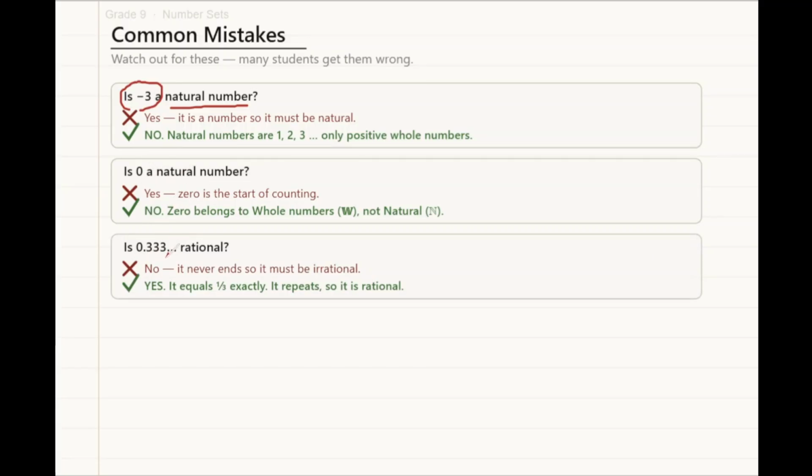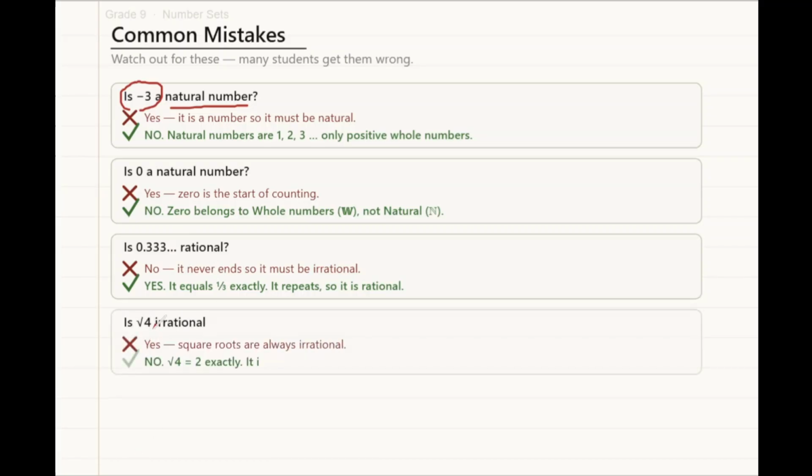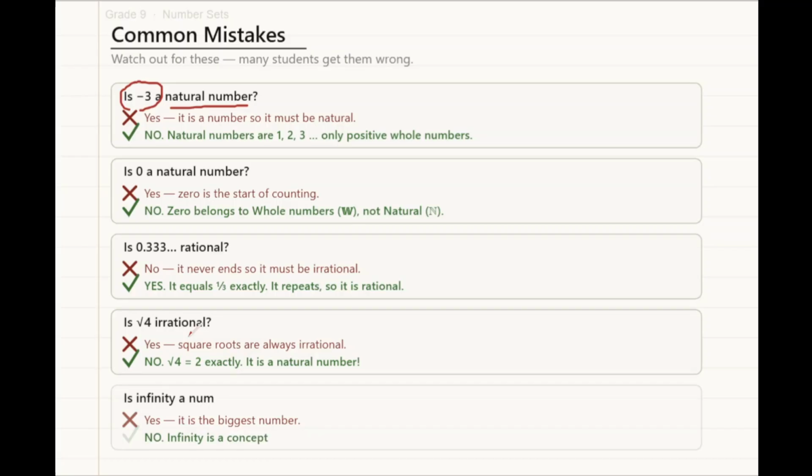Is 0.33 a rational number? Many students make a mistake here. It is a rational number because the decimal part is repeating, and so it's a rational number. Now, is root of 4 irrational? No, root of 4 can be written as 2, which is a natural number. So root 4 is not an irrational number.